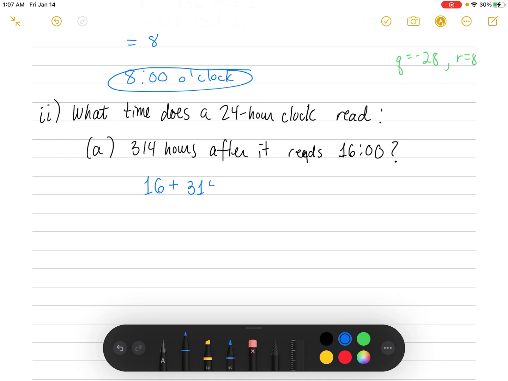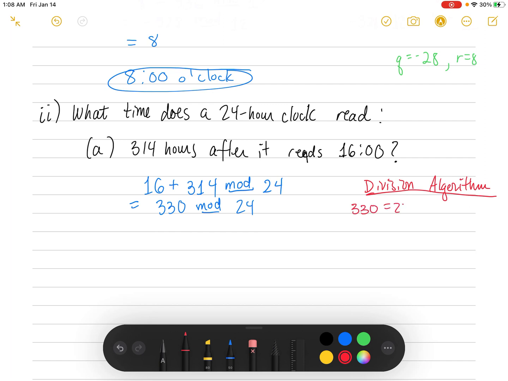So we have to add 314 hours to 16 hours. So 16 plus 314, we're going to mod this by 24. We're on a 24-hour clock, so a 24-hour cycle is 1 day, so we're mod 24. What's 16 plus 314? That's 330, so 330 mod 24. So the division algorithm comes out. Our remainder will be our answer.